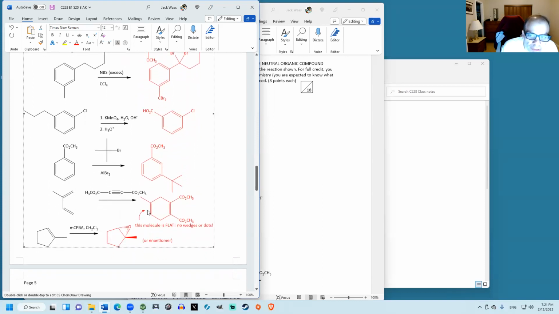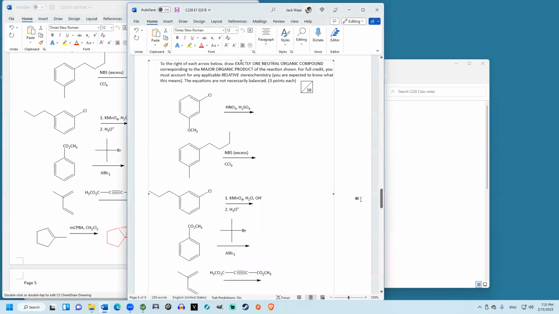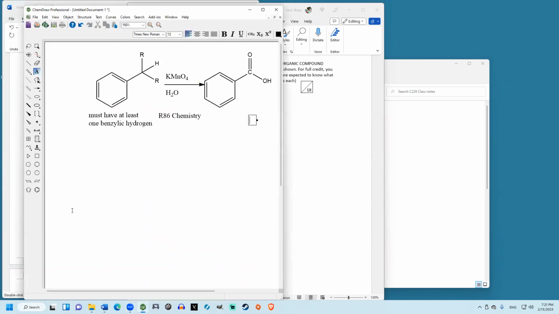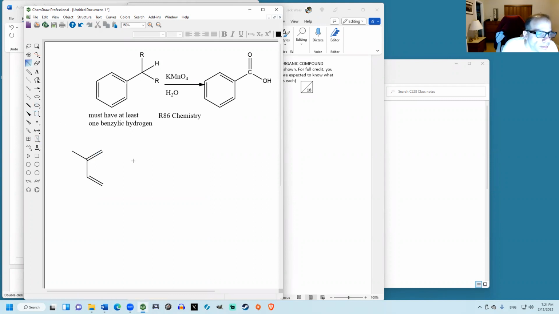Should I go over the Diels-Alder reaction? Yes. So there's our diene. Again, I think the dienophile looks confusing because I didn't write out the ester groups.